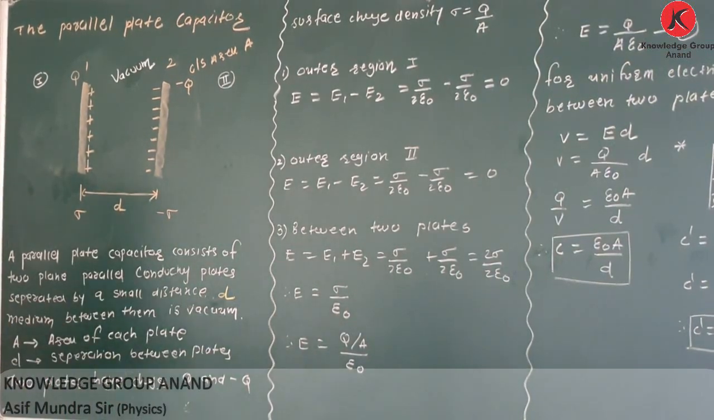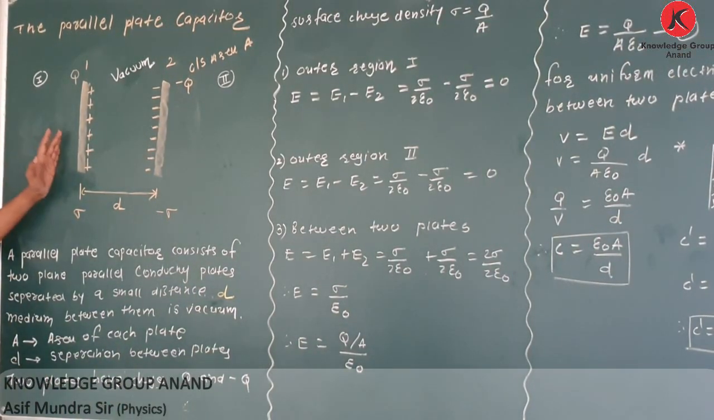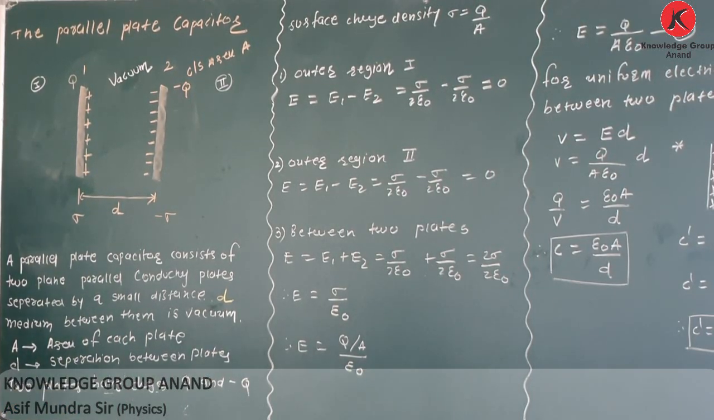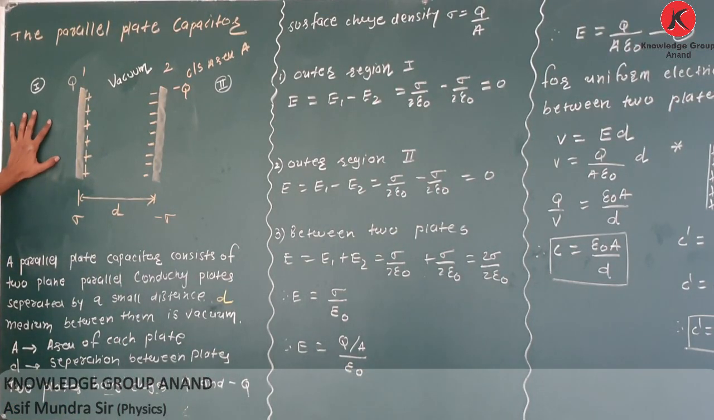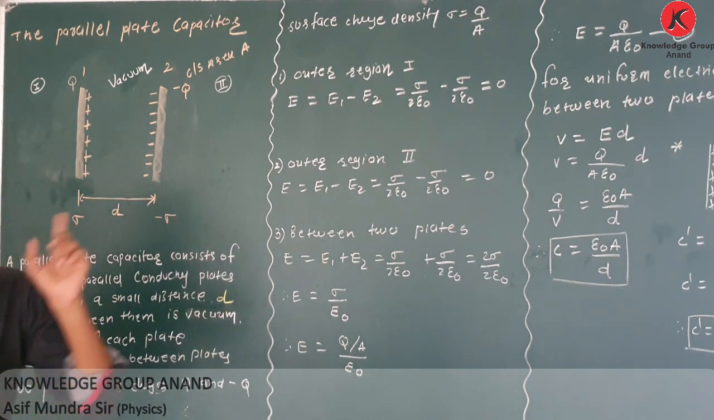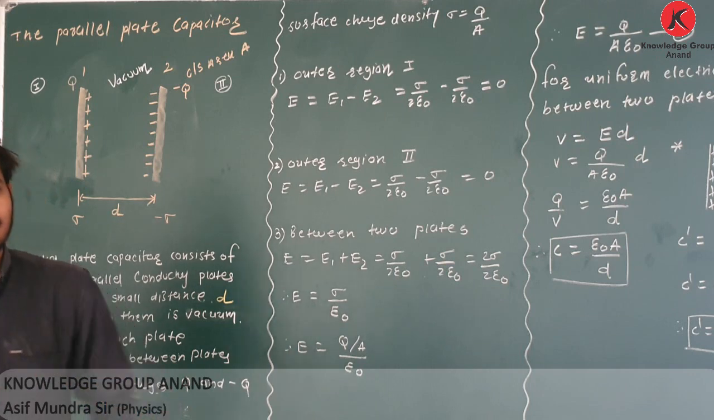Clear? Now, see, we have one positive plate and one negative plate. First of all, we will find the electric field in three regions: first, second, and third. We already know this case from chapter number 1.